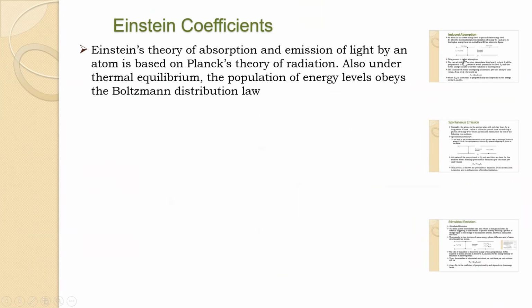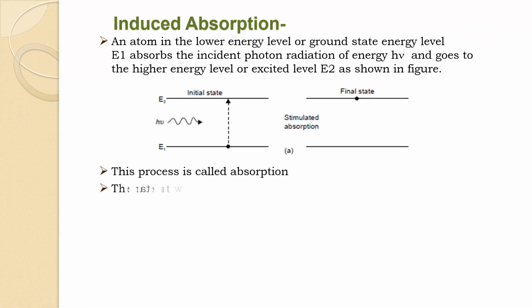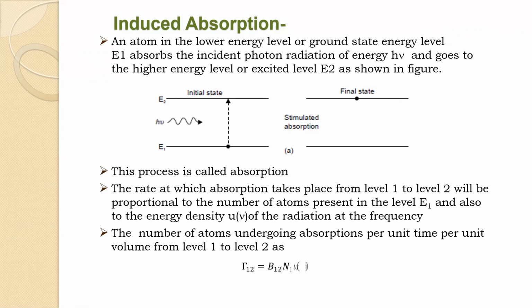In induced absorption, we obtained an equation for the number of atoms undergoing absorption per unit time per unit volume from level 1 to level 2 as gamma 12 is equal to B12 N1 U of nu.